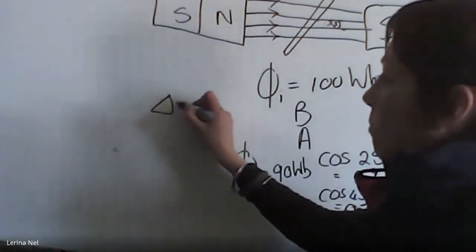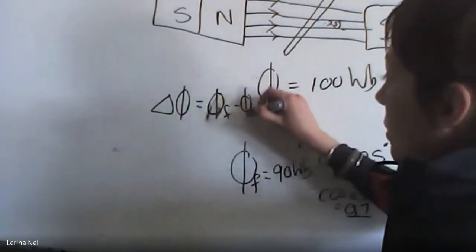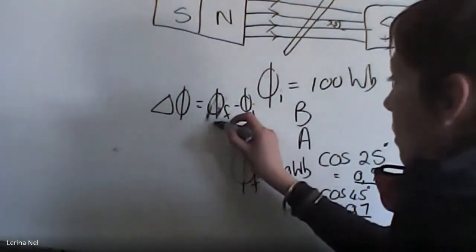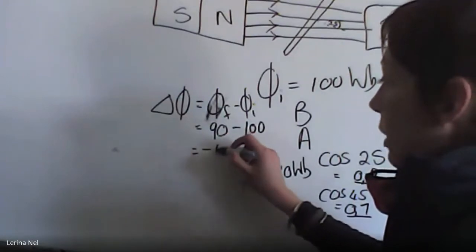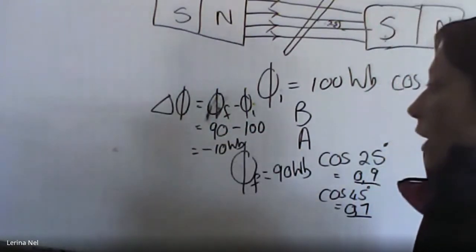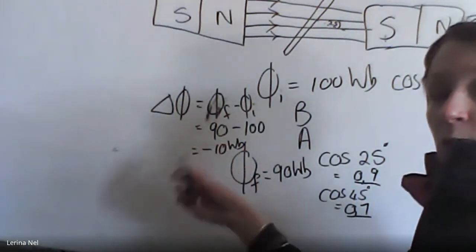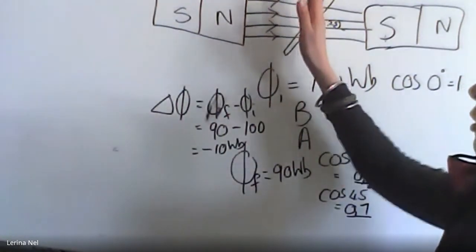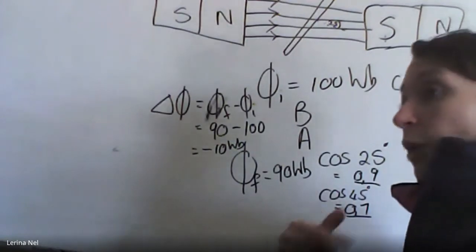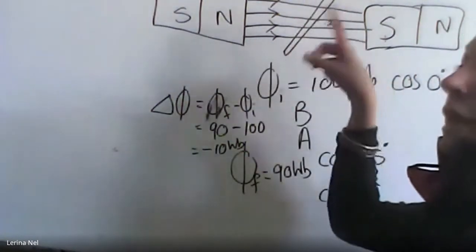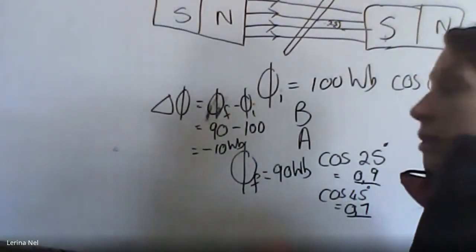If I calculate my change in flux, it's going to be flux final minus flux initial. Flux final was 90, initial 100. So my change in flux is now only negative 10 Weber and no longer negative 100 Weber. So basically my change in flux is smaller. What we want is for this to go from vertical to horizontal very quickly, so that the change in flux is a maximum. That's why in generators this thing is spinning, so the change in flux is a maximum.